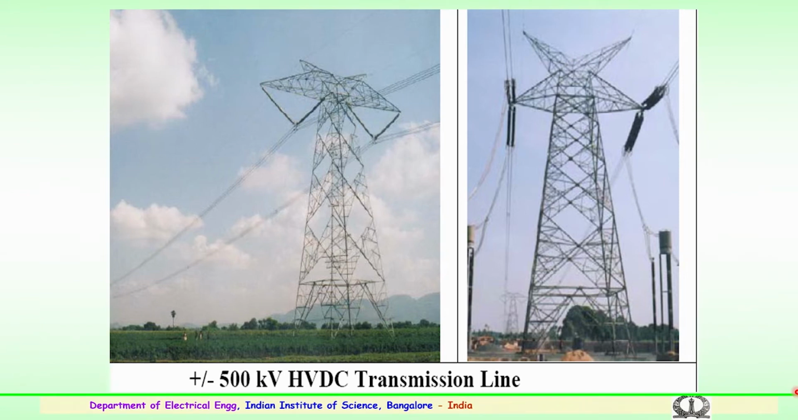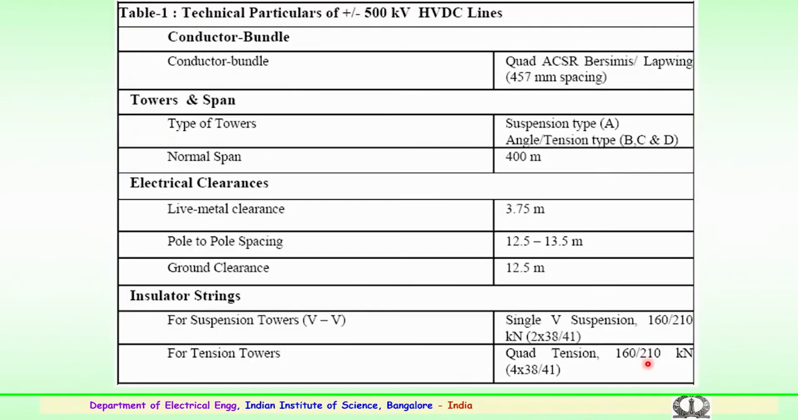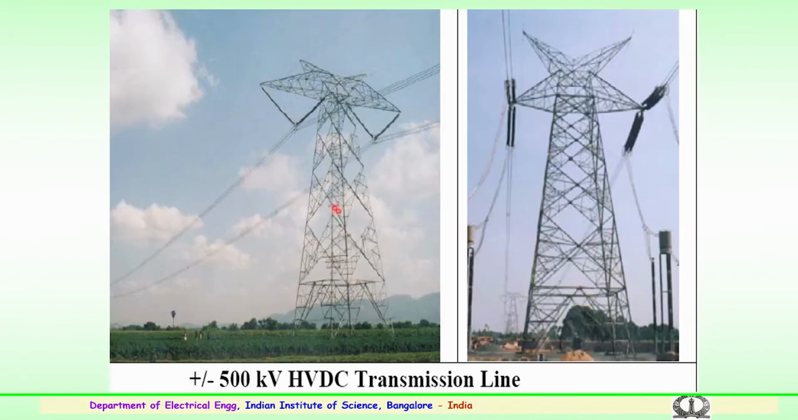We have earlier looked into the AC transmission towers. There is a design change in comparison with the AC transmission. These are typically used for plus minus 500 kilovolts. We will look into the technical details. You see the technical particulars for the plus minus 500 kV HVDC lines: the tower clearances, the tower details, the number of insulator strings, and the number of conductors being employed are given here.